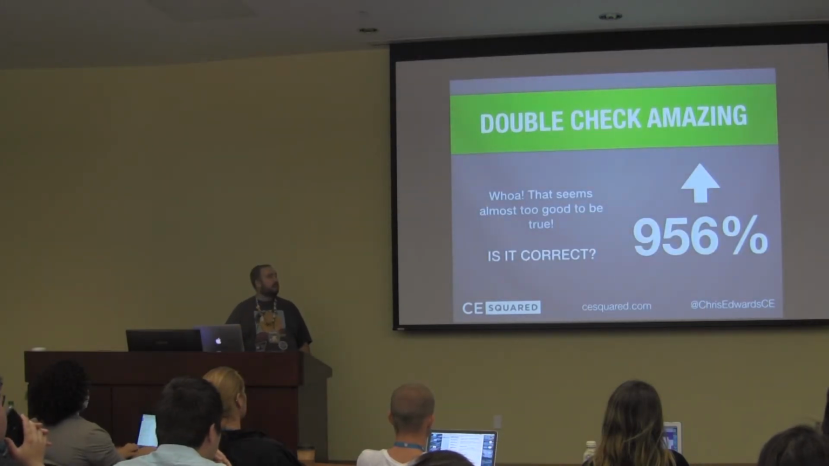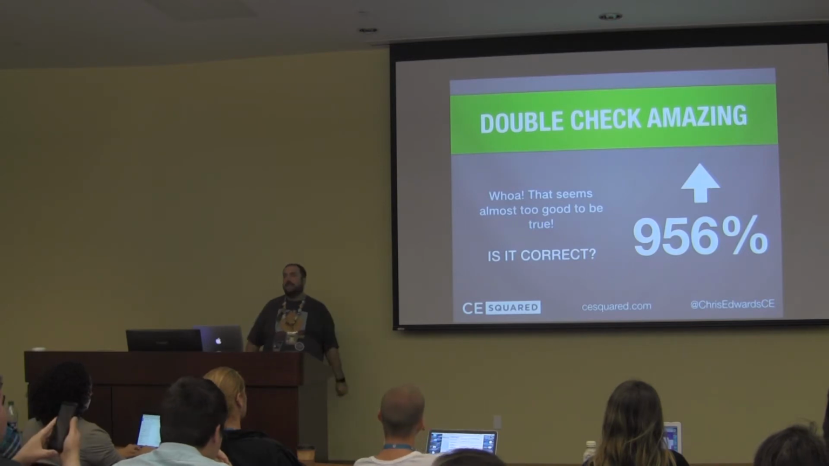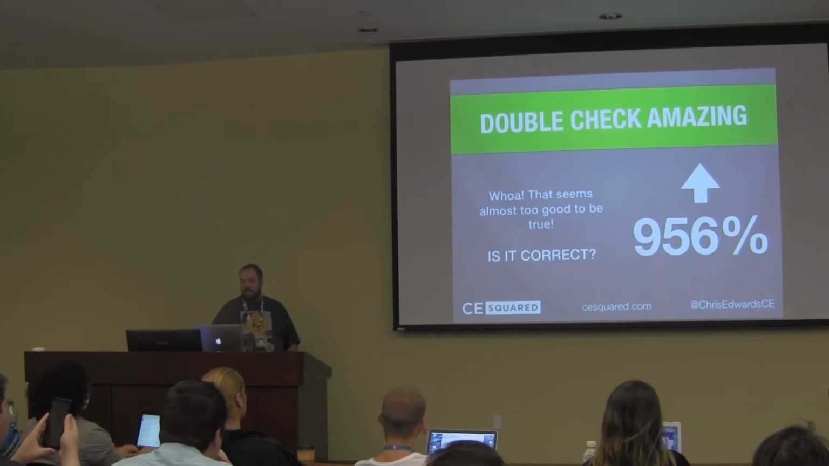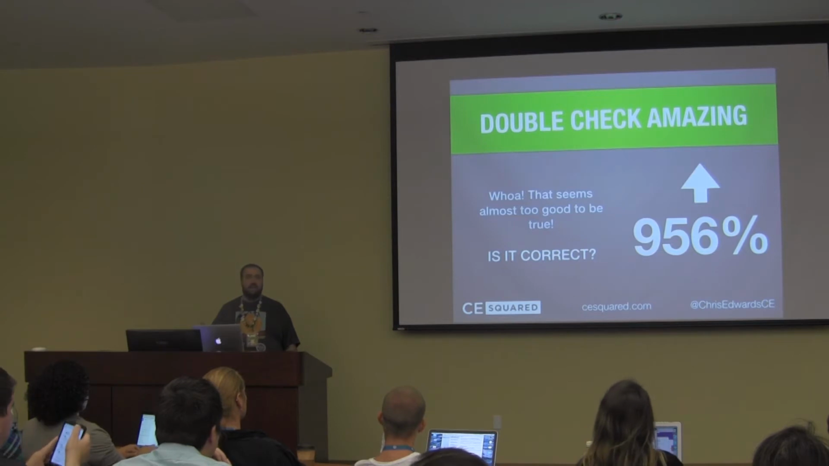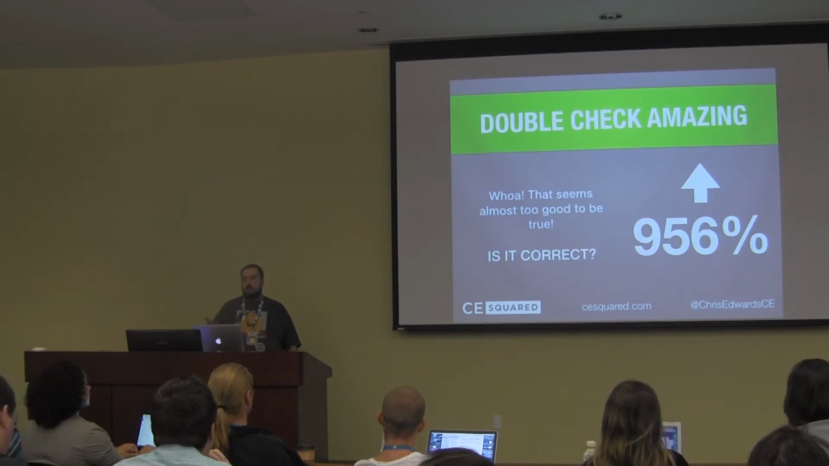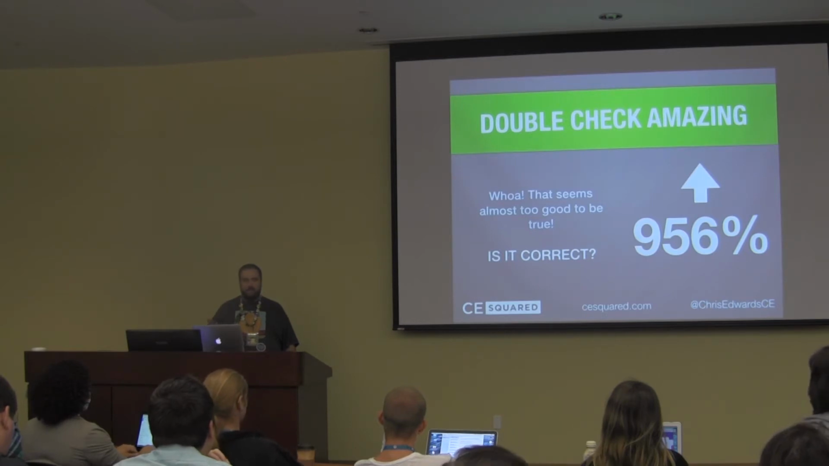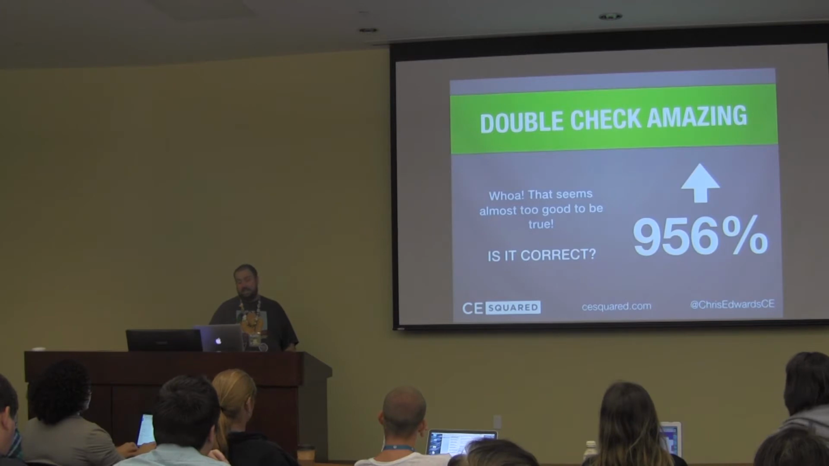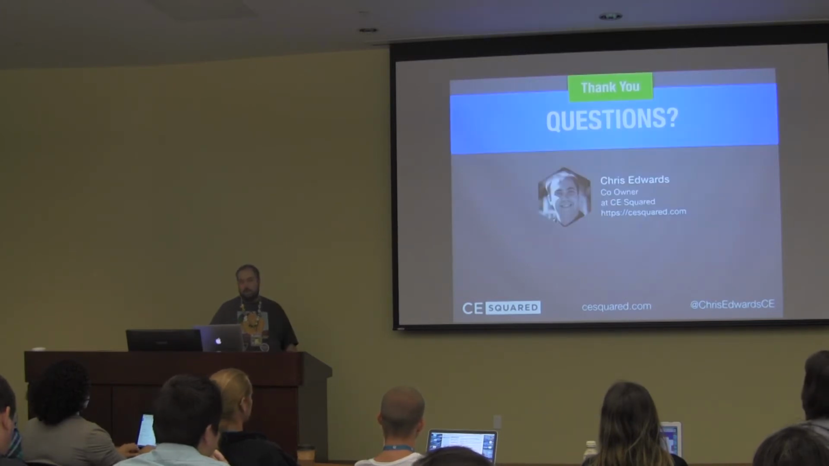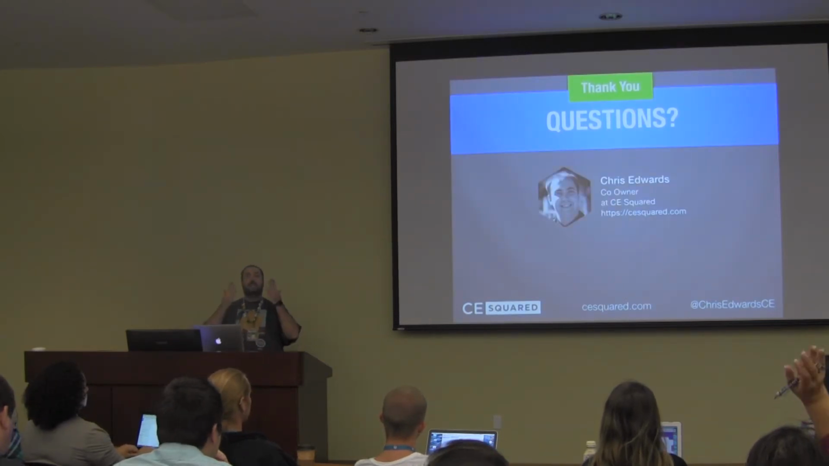Double check amazing results. Sorry, I'm going through this fast. We're getting close to the end. So if you had a 956% increase, you're probably going to get a promotion. But you may want to double check that before you go and brag about it, because you might have messed something up. So double check that and make sure there's nothing wrong. And that brings us to the end.